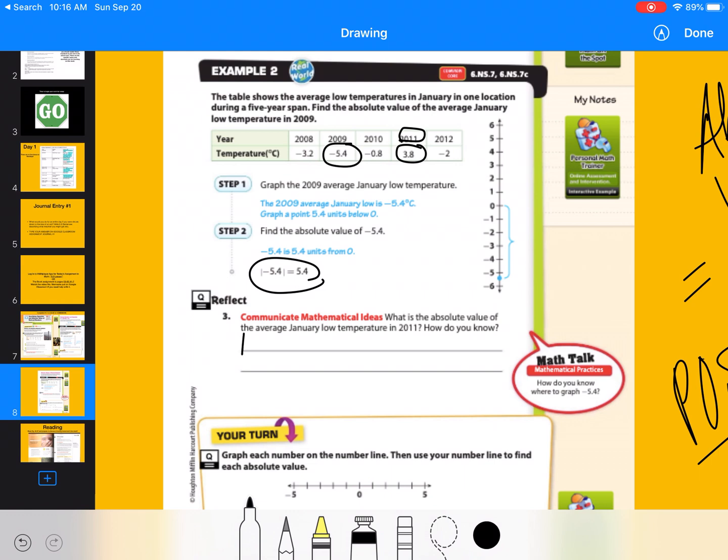So I'm going to write my absolute value sign, which is the 2 brackets, equals 3.8. How do you know? It is the same distance from 0. Super easy. You keep it positive. Absolute value is always positive.